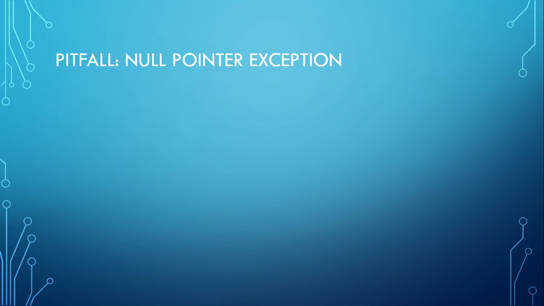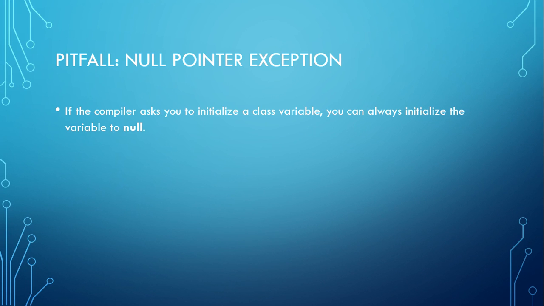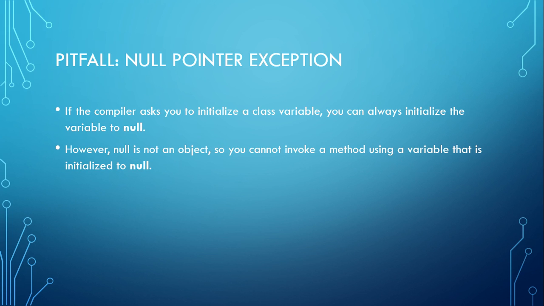All right, quick pitfall to note, the null pointer exception. If a compiler asks you to initialize a class variable, you can always initialize the variable to null. And we've kind of mentioned that previously. However, since null is not an object, you cannot invoke a method using a variable that is initialized to null. So, for example, if you had a get method that wanted to get whatever information was set in there and it's currently set to null, that get method is not going to be very happy with you.